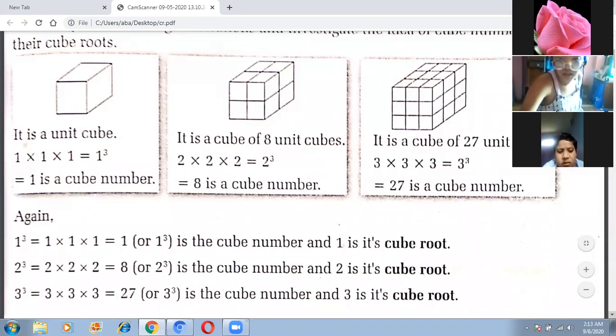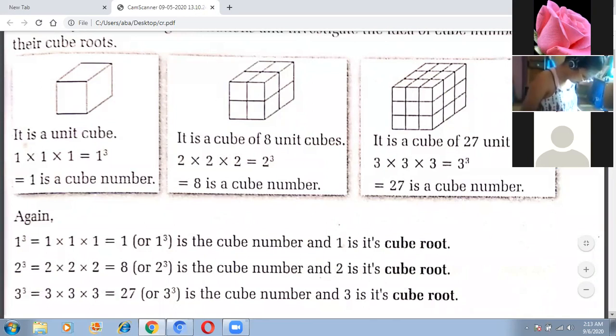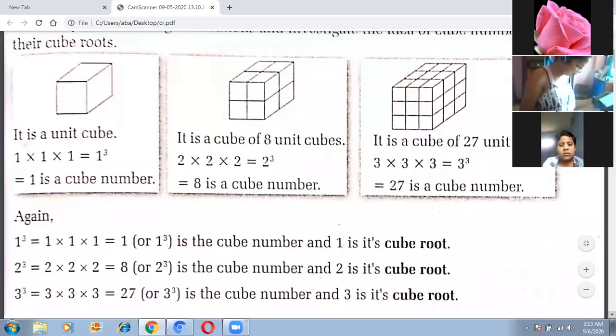1 into 1 into 1. 1 is the cube number and 1 itself is the cube root of 1. Cube of 2 is 8 and 2 is the cube root of 8. Cube of 3 is 27. 3 is the cube root of 27. Cube and cube root are just reverse of each other.